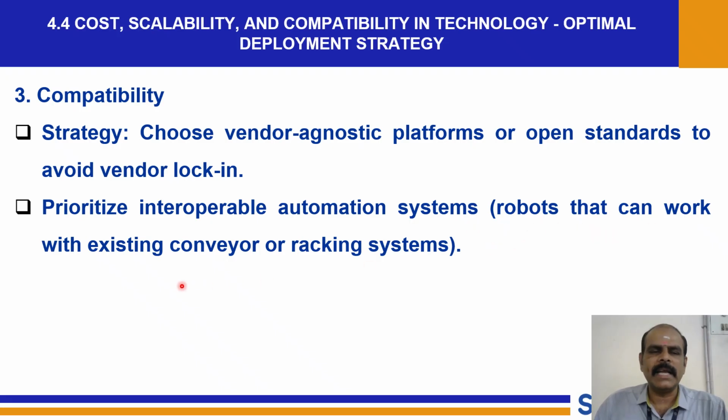Okay, robots that can work with existing conveyor or racking systems. So reconfigurable setups should be available, or it should be made available. So interoperability is one of the pillars for CPS, cyber physical systems. Of course, we'll be discussing all these things in the next unit 5, the latest advanced technologies and their implications in warehouses, modern warehouses. Okay, so interoperability, please understand this term. Interoperability, reconfigurable systems should be thought of.